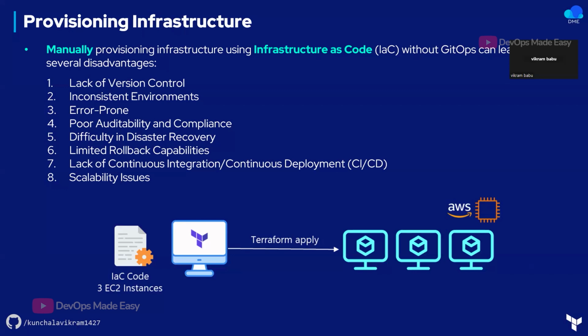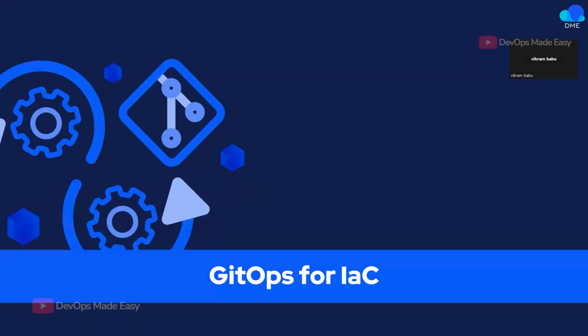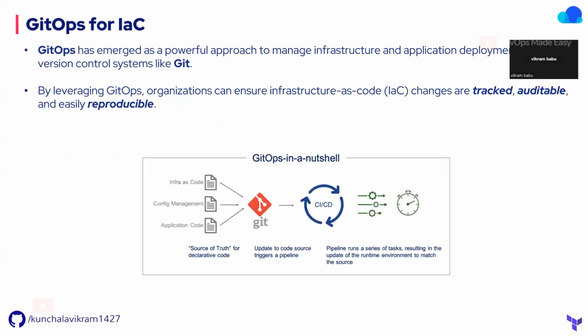Lack of continuous integration and deployment. For every change you need to manually run those Terraform commands. There is no CI/CD tool involved in pulling your changes and implementing your changes. So these are some of the difficulties that you face if you maintain and run the IAC code yourself from your local machine. Now, what is GitOps for IAC?